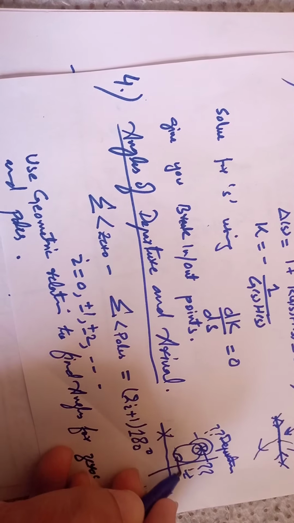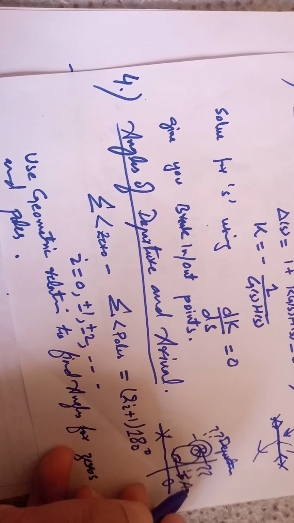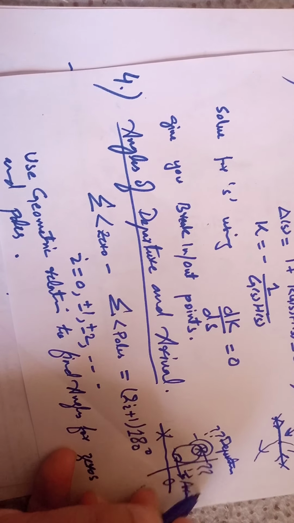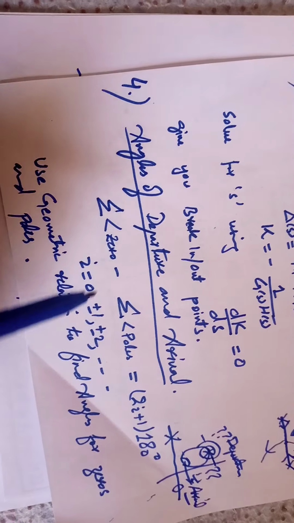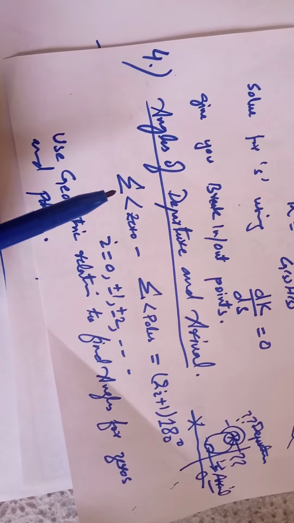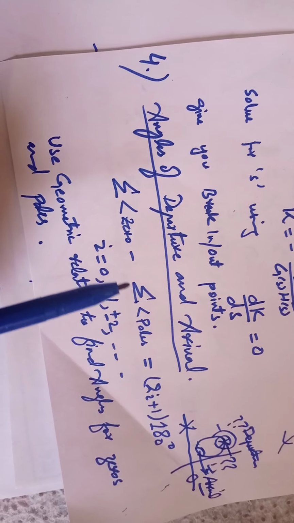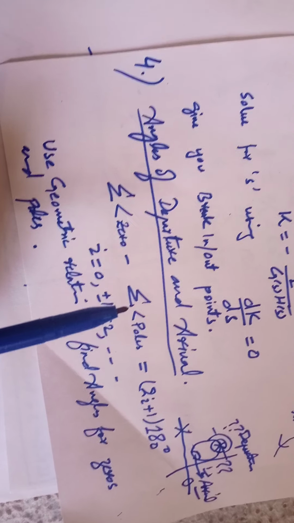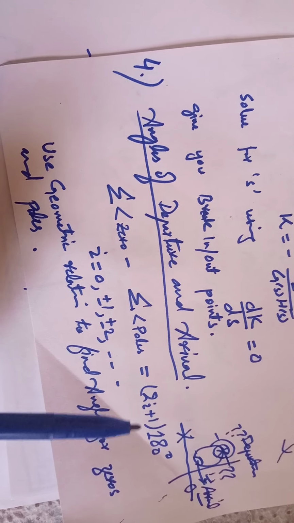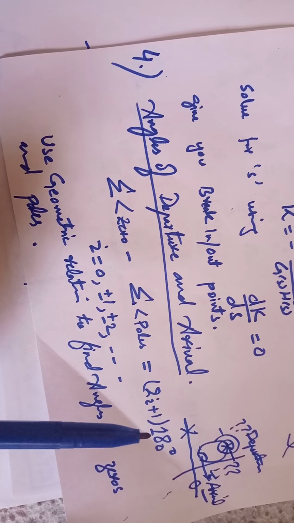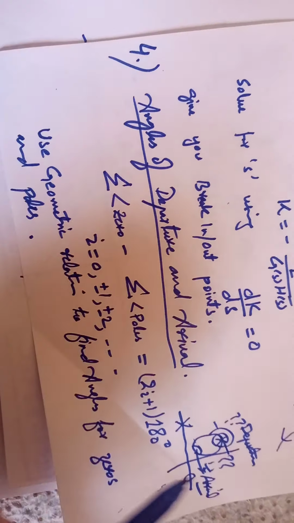For zero we call it arrival. So this is the basic idea that we have to look at. For that case, we know how we calculate the angles. We have to calculate the angle of zeros minus the angle of the poles and put it equal to (2i + 1) times 180 degrees, and we solve this. So how do we do that?